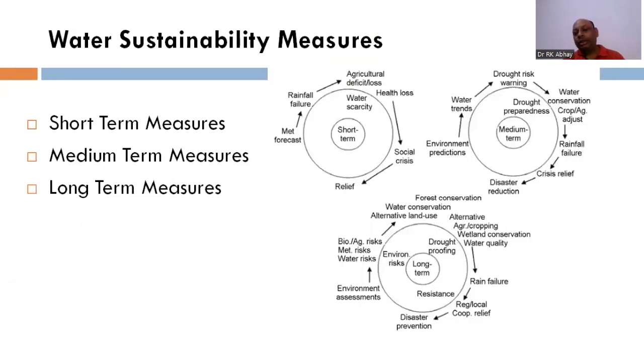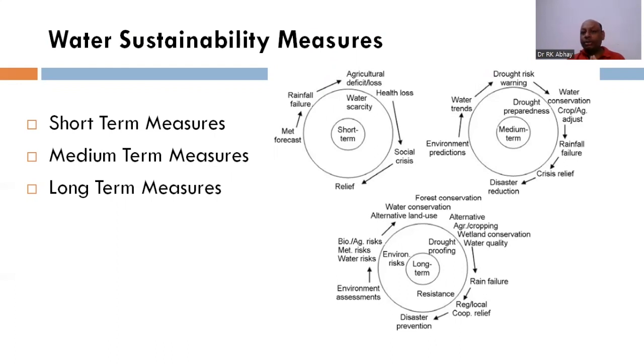So, coming to the last section of my talk: what kind of measures can we take to achieve sustainability of water resources? I have suggested three ways: short term, medium term, and long term. To achieve water sustainability, we have to work on three levels. We have to work upon long-term policies, medium-term policies, as well as short-term policies.